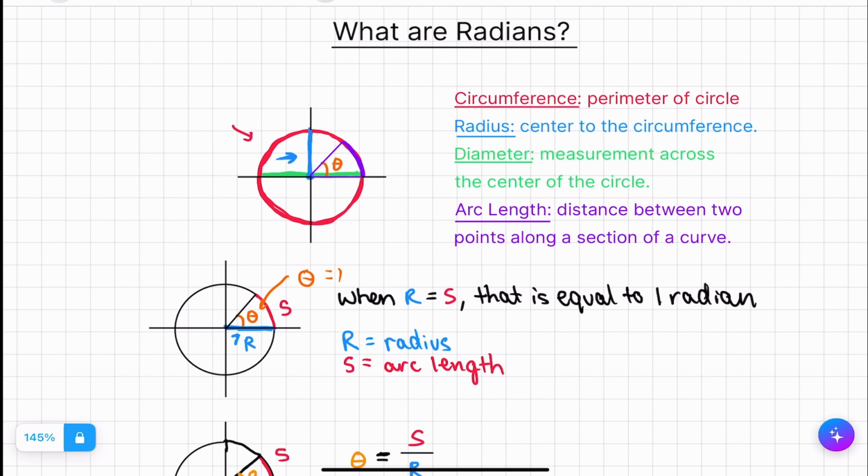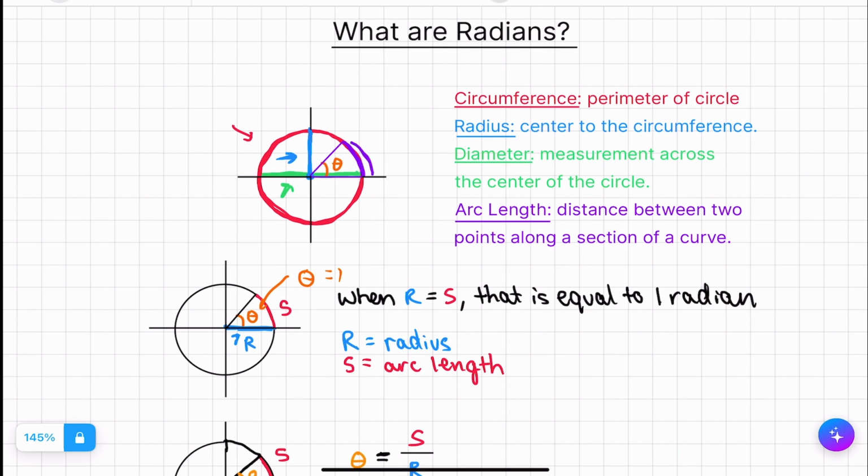Next, we have the diameter. The diameter is shown in green. And the diameter is the total length across the center of the circle. It is twice the length of the radius. Finally, the arc length is in purple. And it's just the distance between 2 points along the section of a curve.